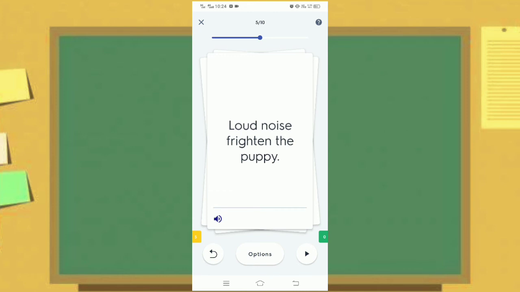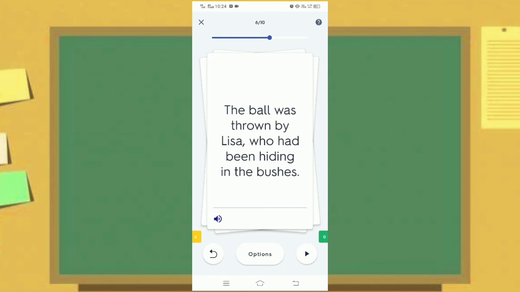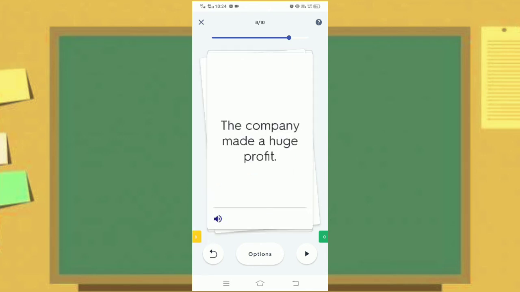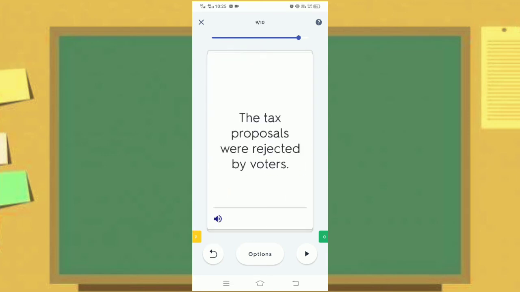Loud noise frightened the puppy. The ball was thrown by Lisa, who had been hiding in the bushes. An interesting report was presented by Jin. The company made a huge profit. The tax proposals were rejected by voters.